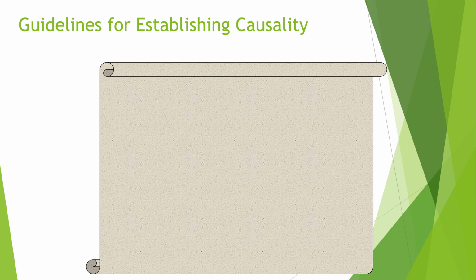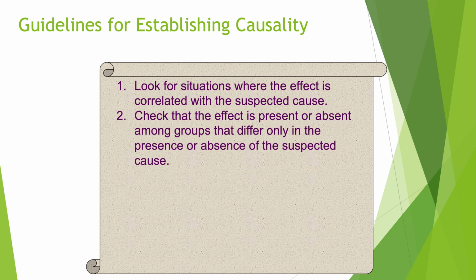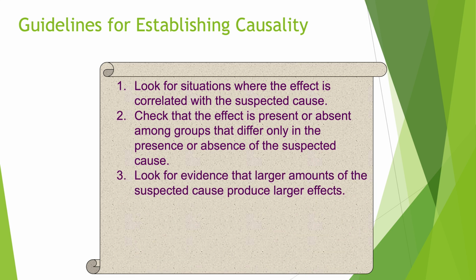So, guidelines for establishing causality. You look for situations where the effect is correlated with the suspected cause. You check that the effect is present or absent among the groups that differ only in the presence or absence of the suspected cause. Okay? For example, smoking. If you think that smoking is leading to a shortened life, you want to make sure you don't have obesity and diabetes and a bunch of other factors.